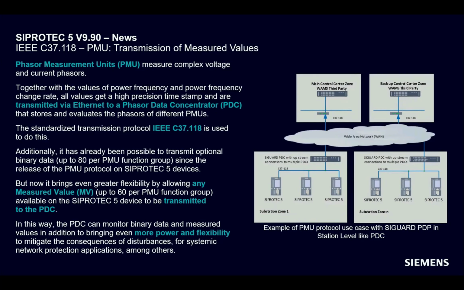Additionally, it has already been possible to transmit up to 80 binary data per PMU function group. But now it brings even greater flexibility by allowing the transmission of up to 60 of any measured value available on the SIPROTEC 5 devices. In this way, the PDC can monitor binary data and measured values, in addition to bringing even more power and flexibility to mitigate the consequences of disturbances for systemic network protection applications, among others.